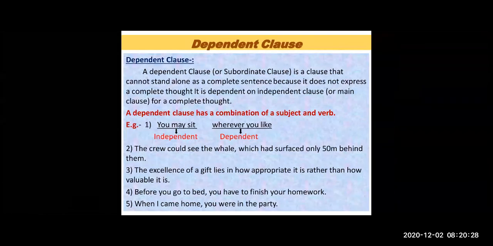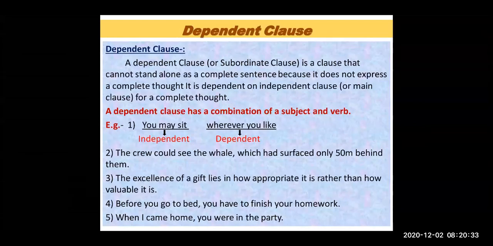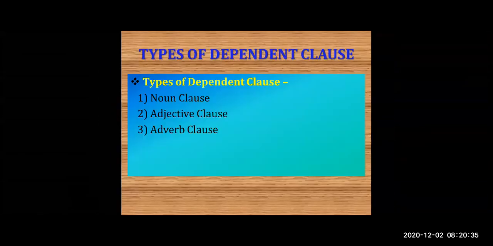The next slide is about dependent clauses and their types. See, types of dependent clauses. Now, what are the types of dependent clauses? First one is noun clause, second one is adjective clause, and third one is adverb clause. So these are the three types of dependent clause. Let's discuss our first type of dependent clause, which is the noun clause.